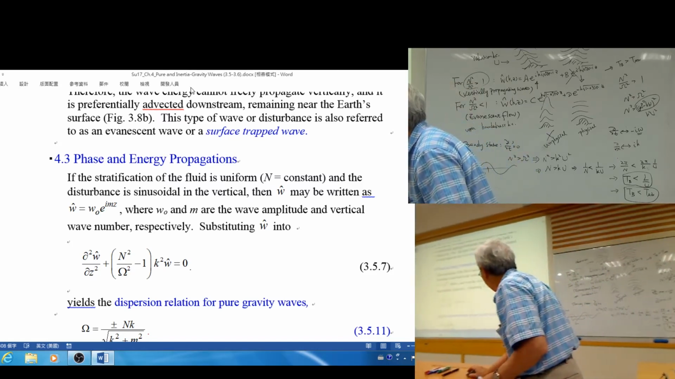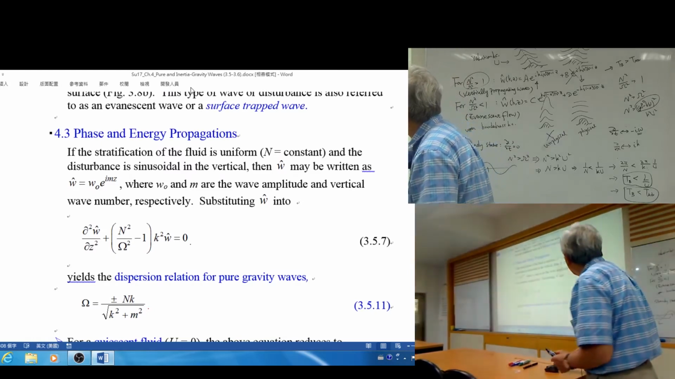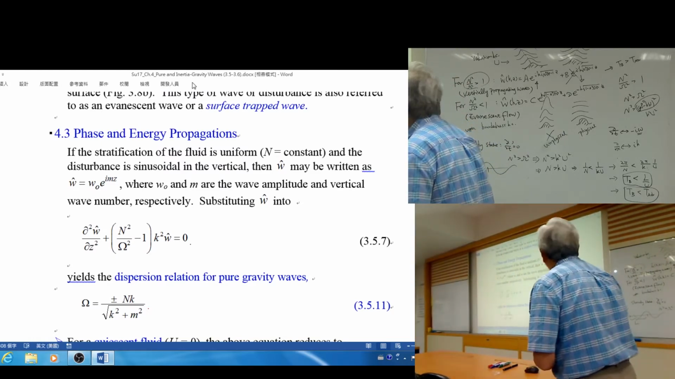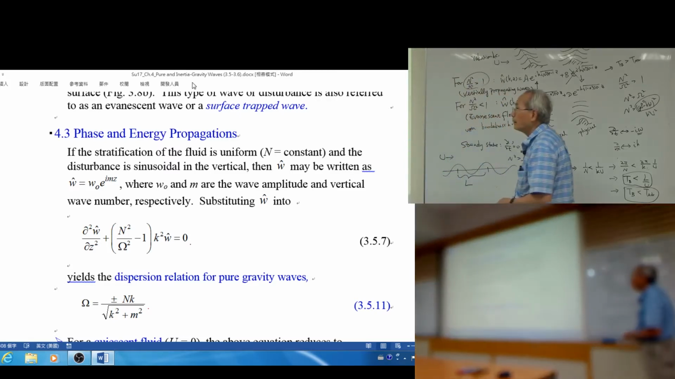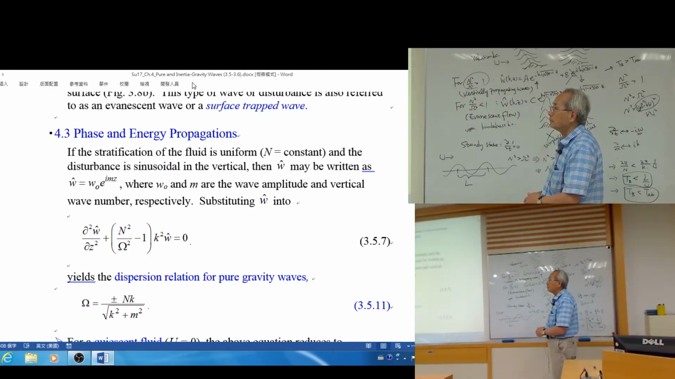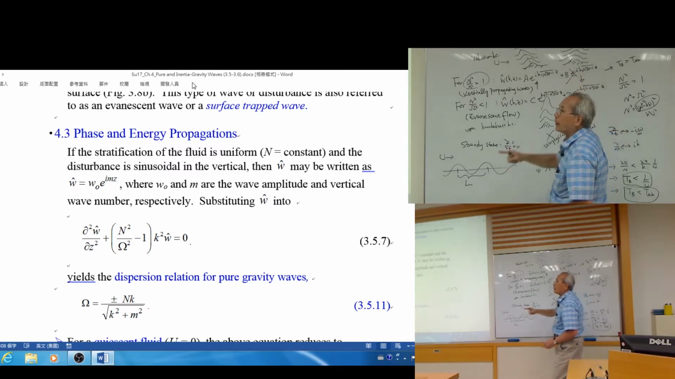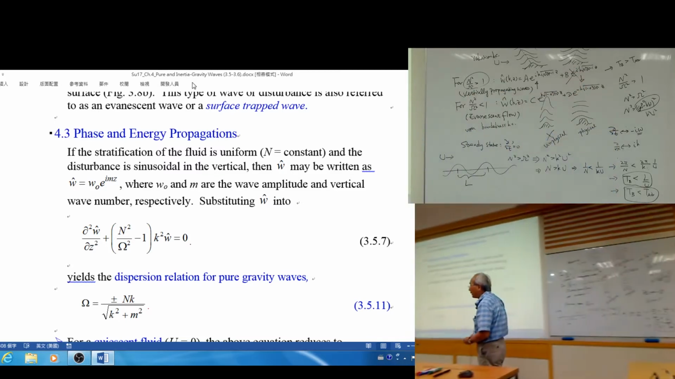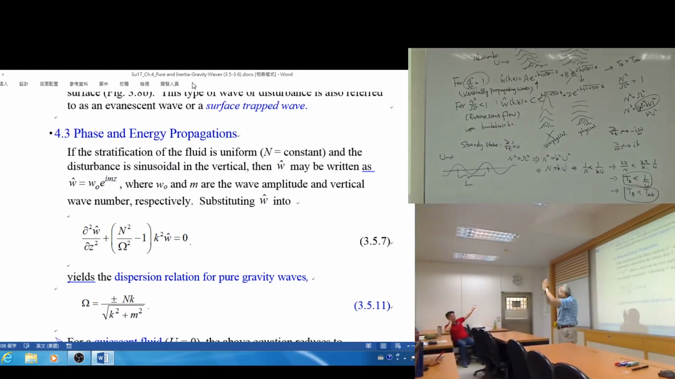Okay, so next thing is to talk about the phase and energy propagation. I have a question about when you talk about the wave propagating vertically. How come it's always downstream, I mean, upstream? Oh, no, it's not propagating upstream. It's the phase tilted upstream. Yeah, the phase is tilted upstream, and the energy is going up.